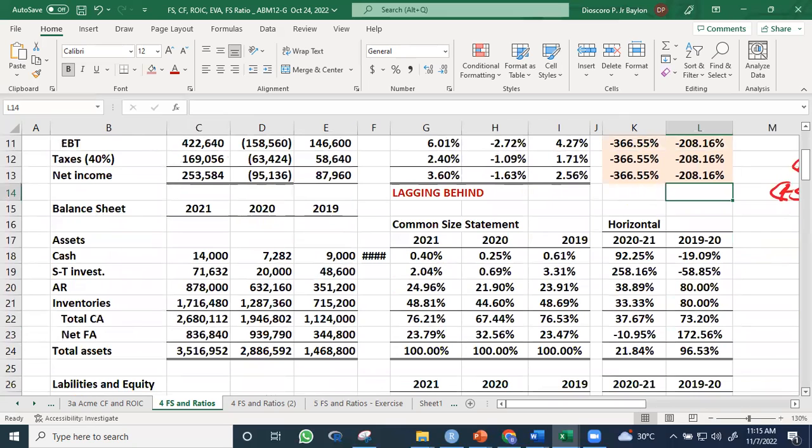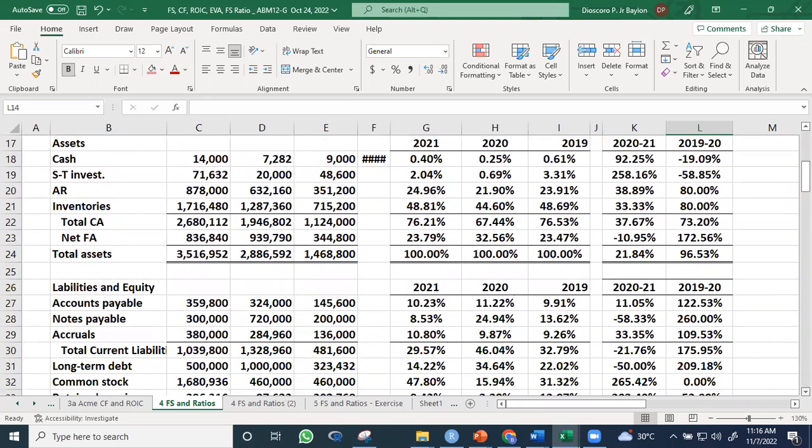Okay? So as far as the balance sheet is concerned, we said that for the common size statement, the basis is always the total assets or total liabilities and equity, since total assets is equal to total liabilities and equity. Okay? So it tells us, for example, for the balance sheet, that a big chunk of the investment of the firm in assets for this company was on inventories.